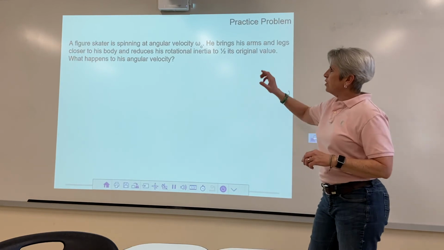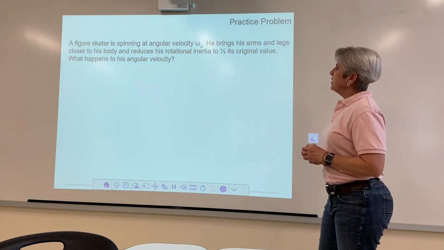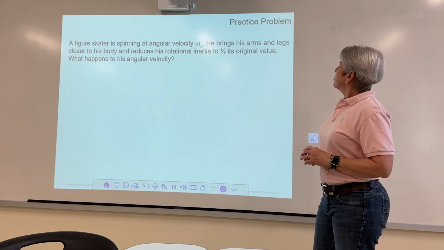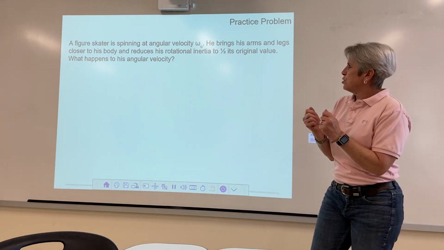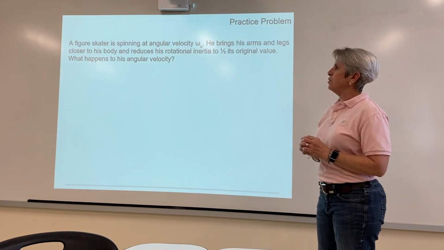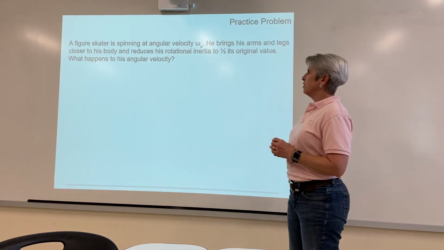So let's take a look. Here's a figure skating question. It says a figure skater is spinning with an angular velocity of omega naught. He brings his arms and legs closer to his body and reduces his rotational inertia to 1/2 the original value. What happens to his angular velocity?